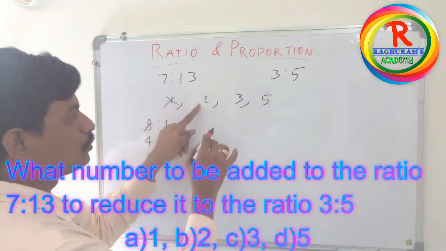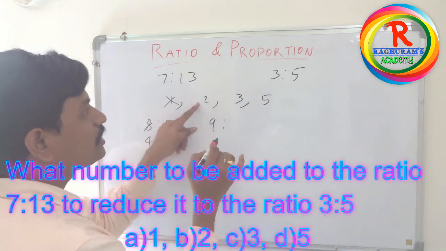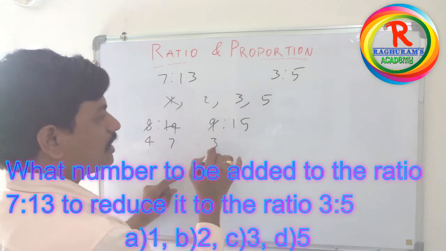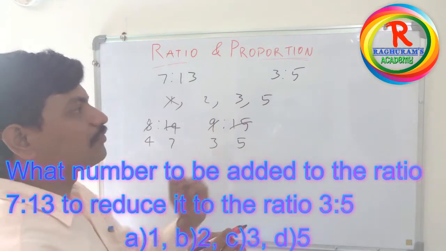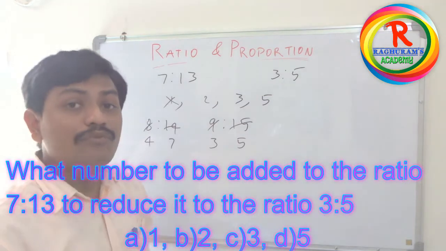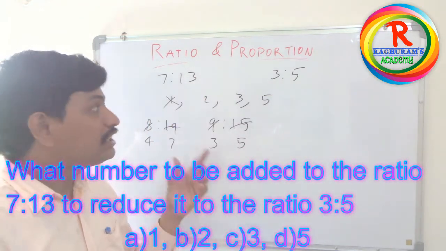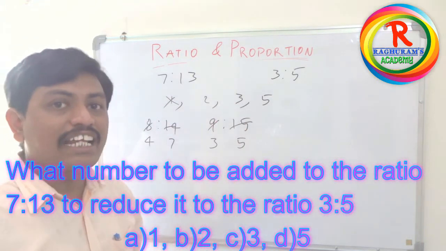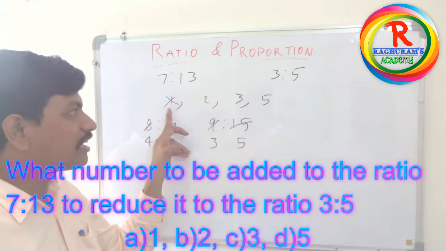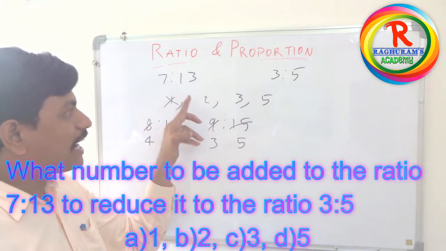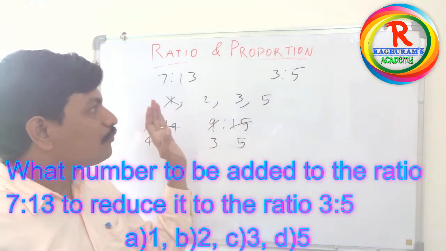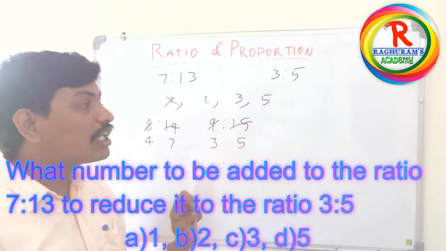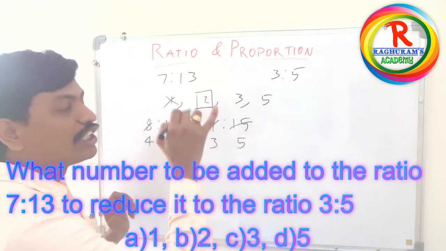In the same way, 7 plus 2 is 9 to 13 plus 2 is 15. We can cancel it by 3. 3 3s, 3 5s. We got 3:5. So sometimes we have to answer such questions using the options. Take each option, the trial and error method. This was an error, this a trial; we added 2, so this is success. We go on until we get a success option. So now the answer is 2.